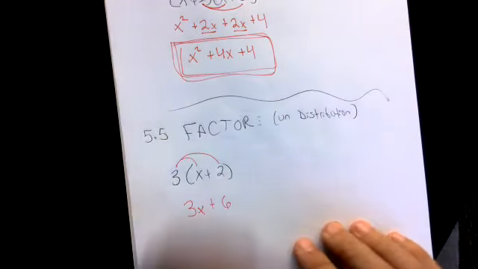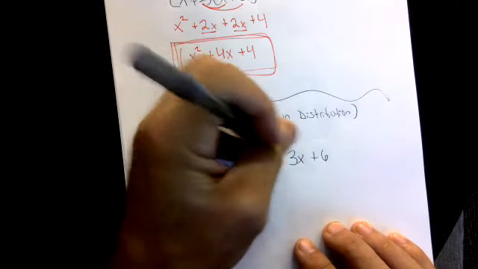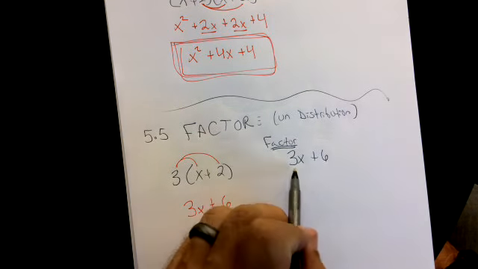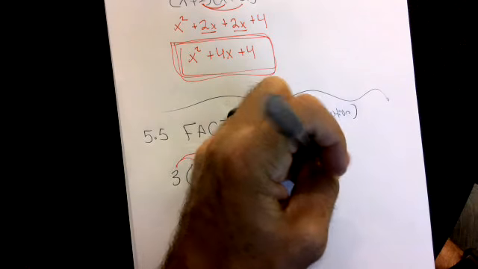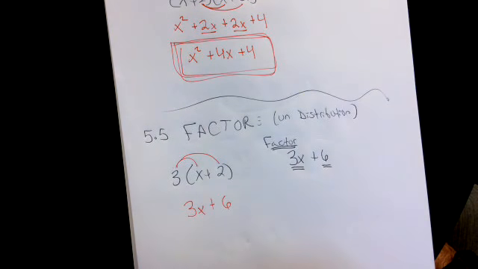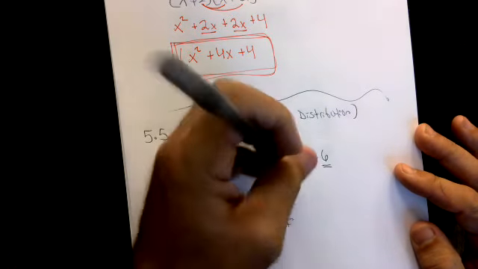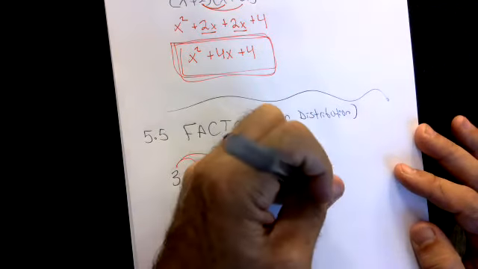Okay, 5.5 is undoing that. So if I started with the 3x plus 6, and I told you to factor this, what we're going to do is divide out a greatest common factor. So a greatest common factor is the biggest number or variable that you can divide out of both of these terms. So if we look at the 3x and if we look at the 6, those are both divisible by 3. So 3 is what we call the greatest common factor. So if we divide him out, 3x divided by 3 is 1x, and 6 divided by 3 is 2.